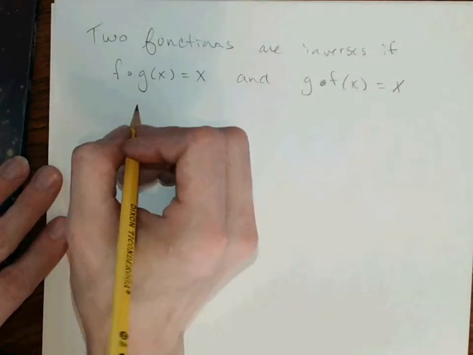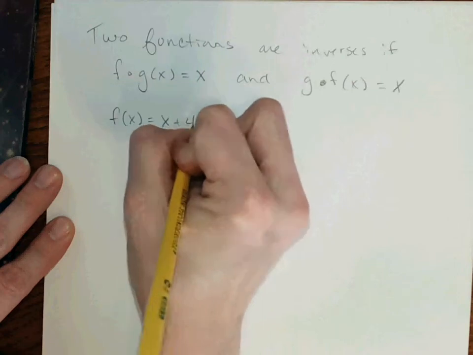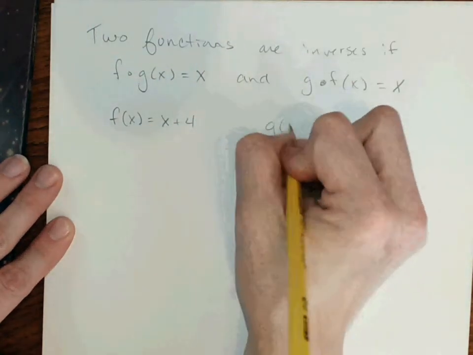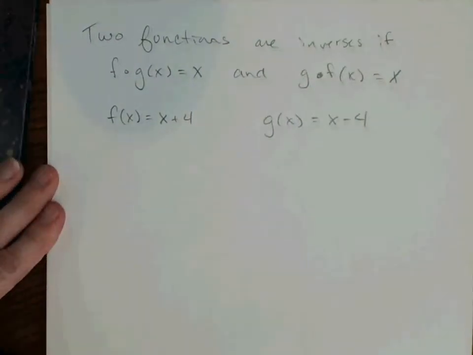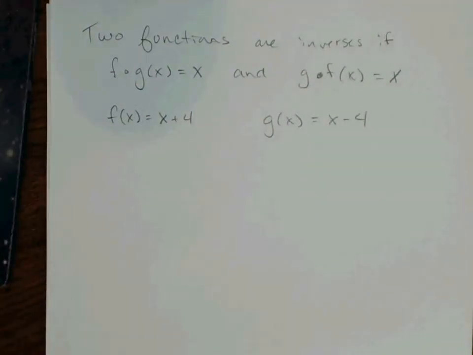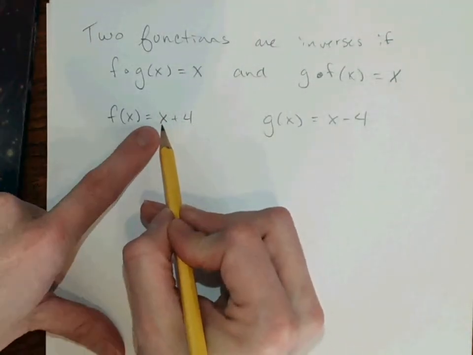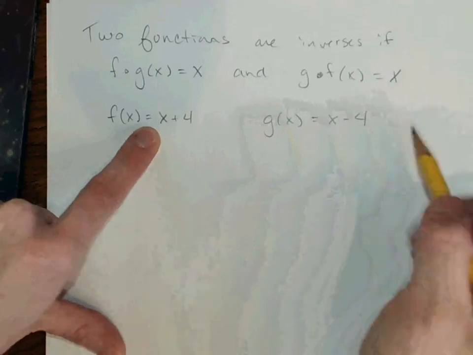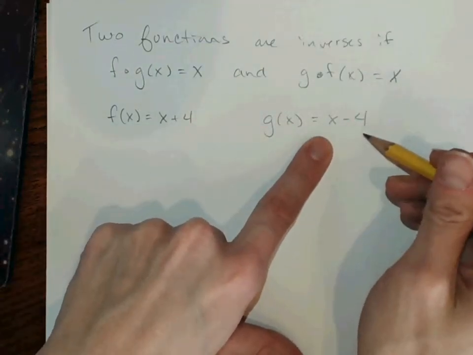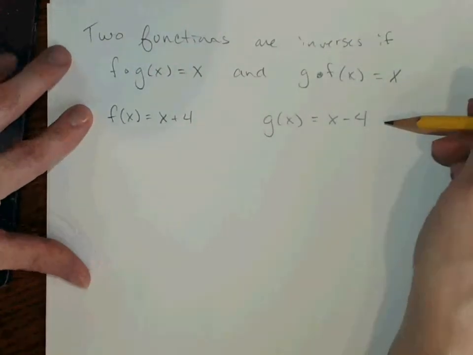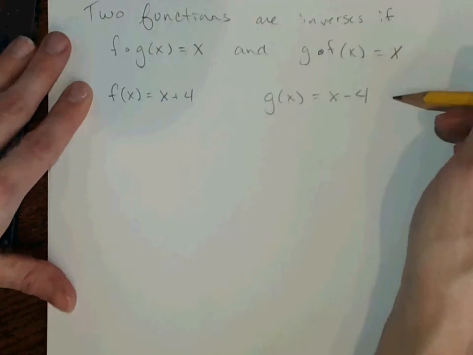So I'm going to look at two examples. I'm going to look at f of x being x plus 4, and then g of x being x minus 4. Take a moment and look at those two functions. What's happening in this one? Well, I'm taking x and adding 4 to it. What's happening in this one? Well, it's subtracting 4. So these are inverses because they undo each other. Now, these are really obvious examples. There are some later on that are not very obvious.